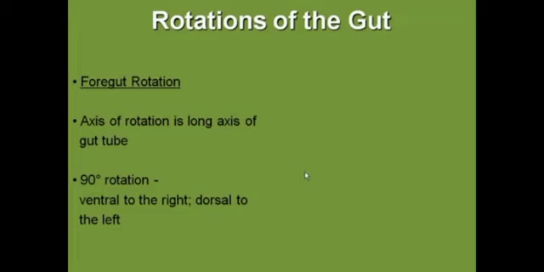Now, the other rotation is a rotation of the midgut. The rotation of the midgut is a rotation that occurs a little bit later. Obviously, it occurs in the midgut portion of the gut tube. And its axis of rotation is not the long axis of the gut tube, but rather the axis is the superior mesenteric artery. We'll take a look at an illustration to see what that means in just a moment.